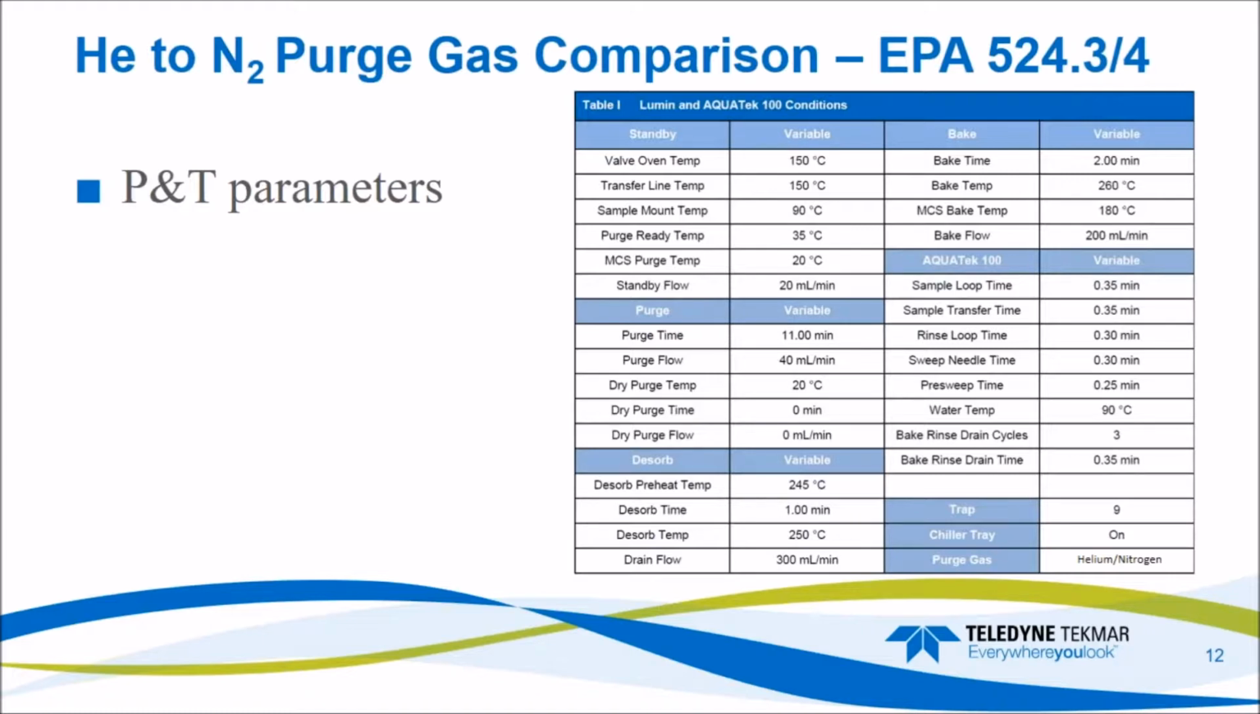And I also want to point out that for both methods, we used an 11-minute purge time and a purge flow of 40 mL per minute. So there's your purge time and flow rate. And we used 0 minutes dry purge and 1 minute desorb. And like I mentioned before, nitrogen was just used as a purge gas. Helium was the GC carrier gas.